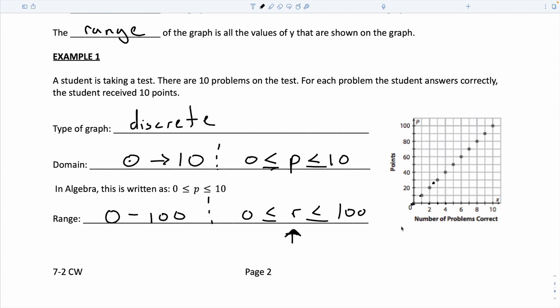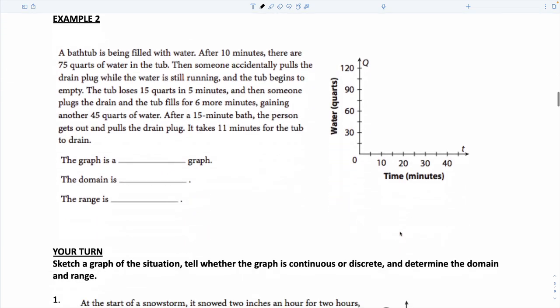Why not? It would have to be continuous in that sense, but this test only offers 10 questions with 10 points each. They do not offer a 5-point option. This is not continuous because it is limited to only 10-point chunks. You cannot draw a line to connect it. That is discrete.